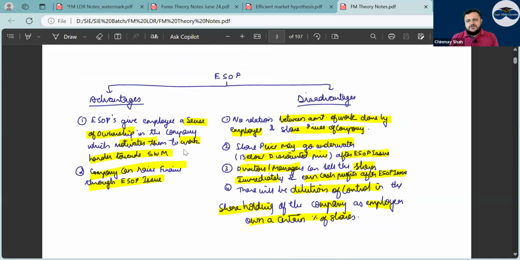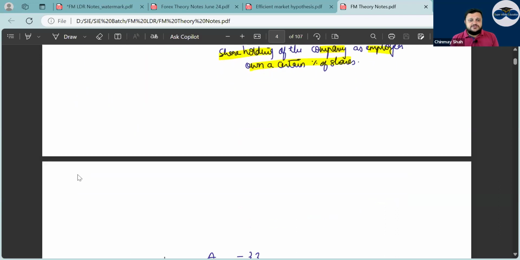After ESOP issue, it happens so many times. Director or manager can sell their shares immediately and earn cash profits after ESOP issue, but the employee has to hold it for a certain period of time. There will be a dilution of control in the shareholding of the company, as employees own a certain percentage of shares.